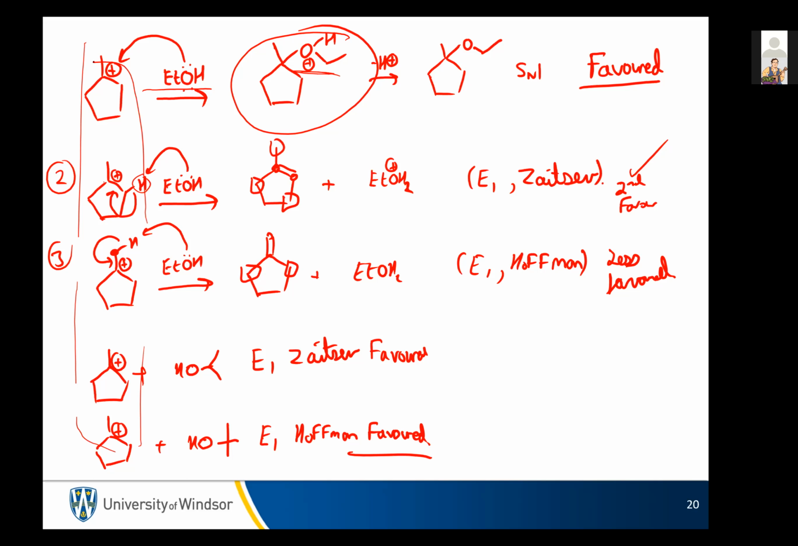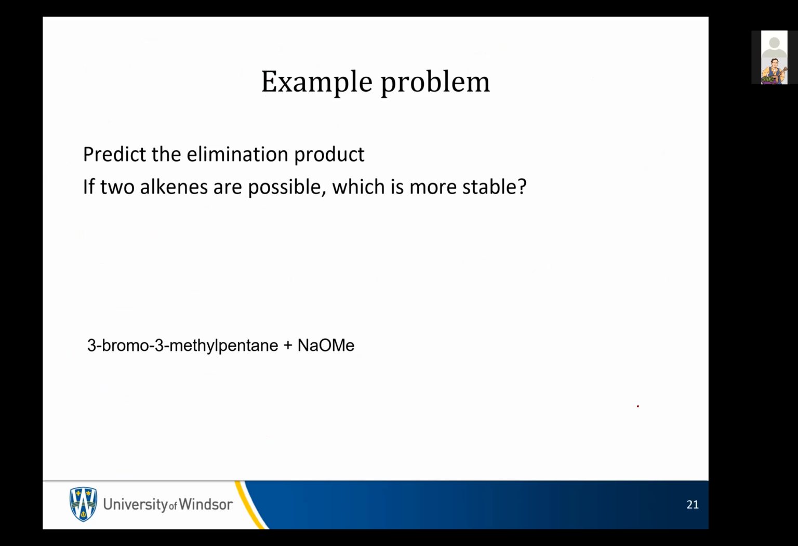So let's do a few more examples. So here, 3-bromo-3-methylpentane. Take a second to draw it out. Hopefully you drew that. If you didn't, please go back to naming. We have sodium methoxide.